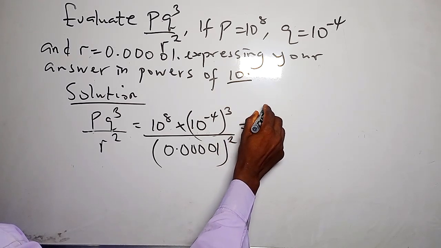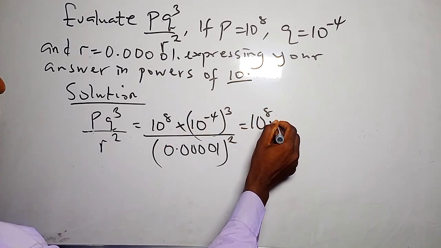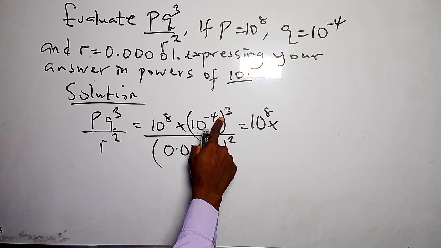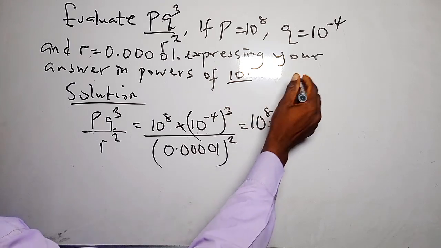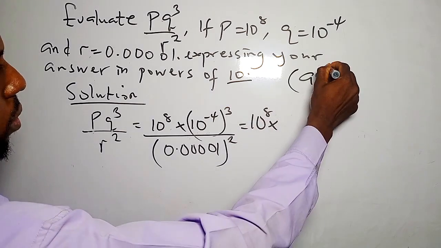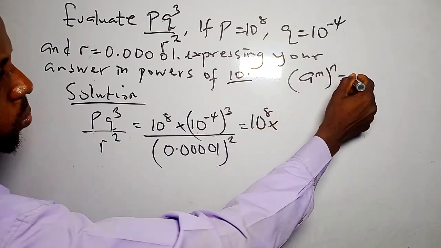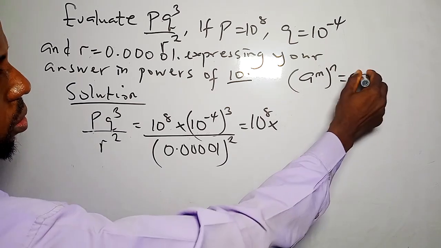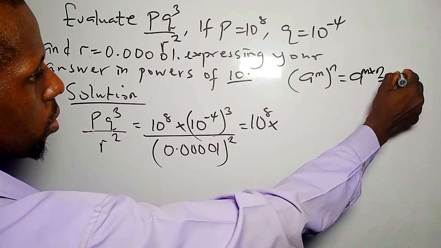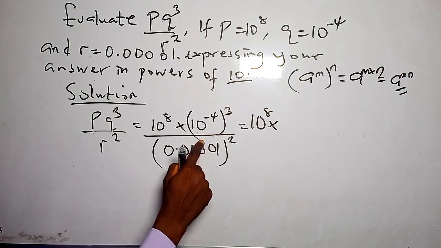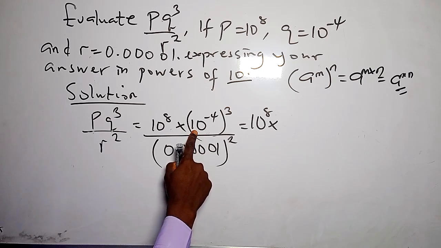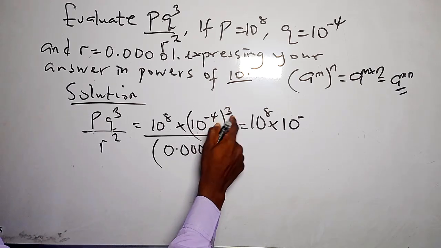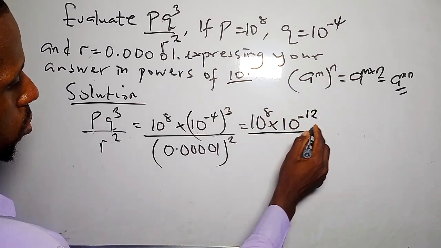Here we can simplify this further. So we have 10 raised to the power 8 times. When you apply the exponent rule, we can multiply these easily. For the base, we repeat it back, and we multiply the internal exponent and the external exponent together. So we have a raised to the power m, all raised to n, giving a raised to the power mn. The same thing applies here. So we have 10 raised to the power minus, for 4 times 3, 12, all over.